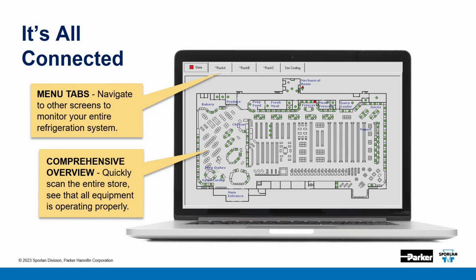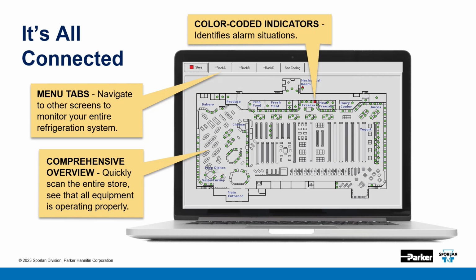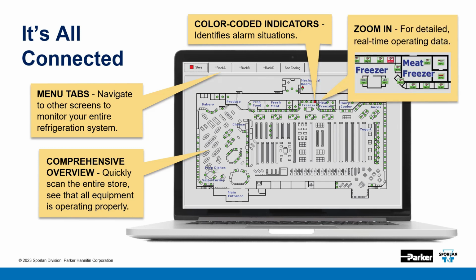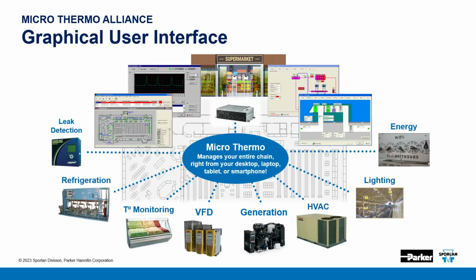Menu tabs across the top allow you to easily navigate to other screens to monitor your entire refrigeration system. The views are color-coded and quickly identify alarm situations. So the 3 basic colors again: green, everything's go; yellow is caution, you need to take action; and then red tells you a device is in active alarm condition. And then again, you zoom in for detailed real-time operating data to any part of the system or subsystems.